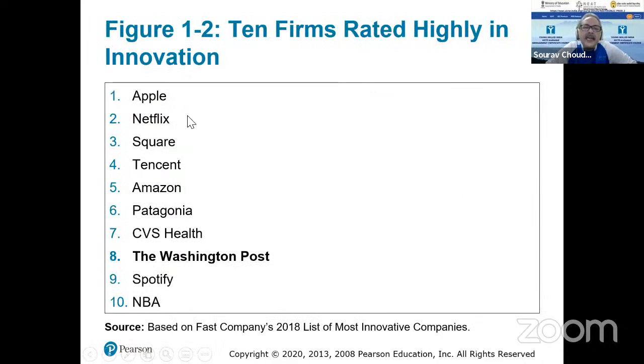10 firms rated highly in innovation: Apple, Netflix, Square, Tencent, Amazon, Patagonia, CVSL, Washington Post, Spotify, NBA. These are a couple of great brands, who are very innovative brands actually.